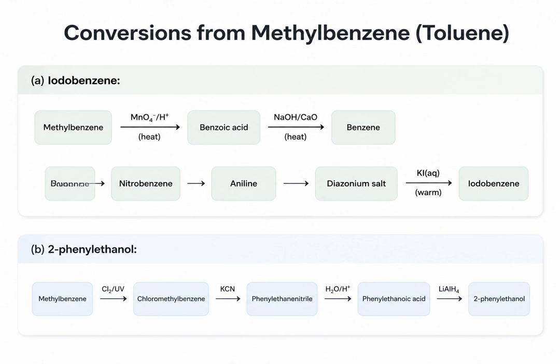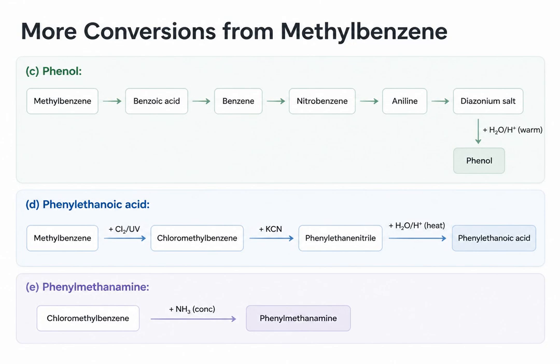To make 2-phenylethanol, we use free radical substitution with chlorine and UV light to get chloromethylbenzene. We extend the chain with cyanide, hydrolyze the nitrile to a carboxylic acid, and reduce all the way down to a primary alcohol using lithium aluminum hydride. Continuing with methylbenzene, to synthesize phenol, we follow the same degradation pathway to benzene, convert it to a diazonium salt, and simply warm it in acidic water.